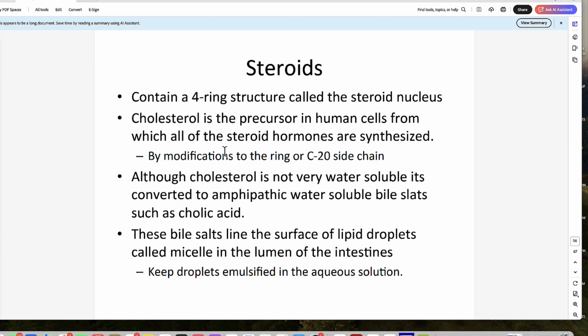Now, keep in mind, cholesterol is not very water soluble. It is converted to amphipathic water-soluble bile salts such as cholic acid. These bile salts line the surface of lipid droplets called micelles. We've learned about this before in the lumen of the intestines, and they keep the droplets emulsified in an aqueous solution. So they are important.